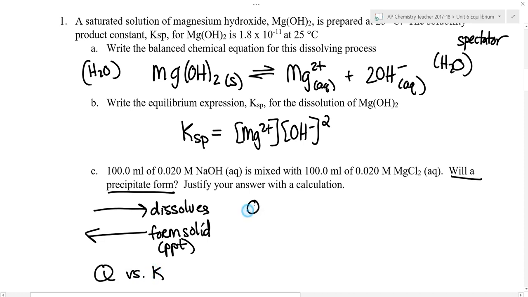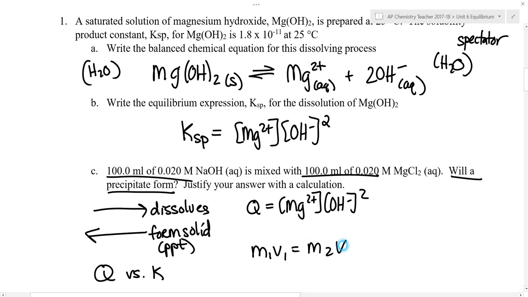The way I calculate Q is the same way I calculate K. I'm just going to take my concentration of magnesium times my concentration of hydroxide squared. I need to be careful here because I'm mixing together two solutions. When they mix together, I'm going to have a new solution with a combined volume of 200 mL. So to find my actual molarities of magnesium and hydroxide, I need to do a dilution calculation.